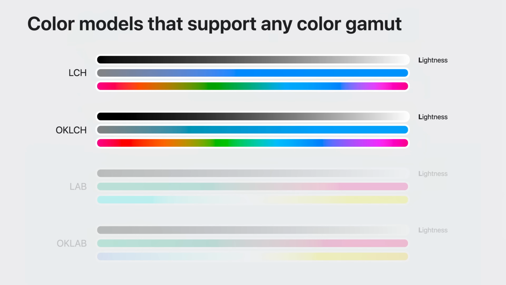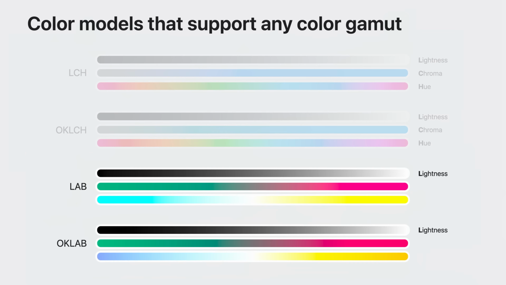LCH and OKLCH also take values for chroma, or how intense that color is, and for hue, or where on the color spectrum it lies. Lab and OKLab declare a value along an A-axis, or where the color is along an axis that runs from green to red, and a B-axis, or how blue to yellow it is.